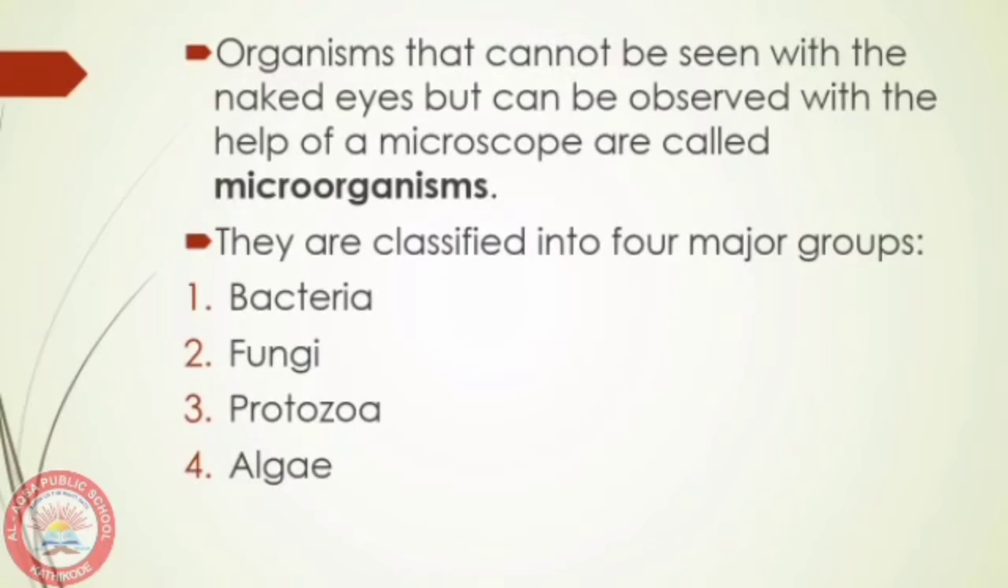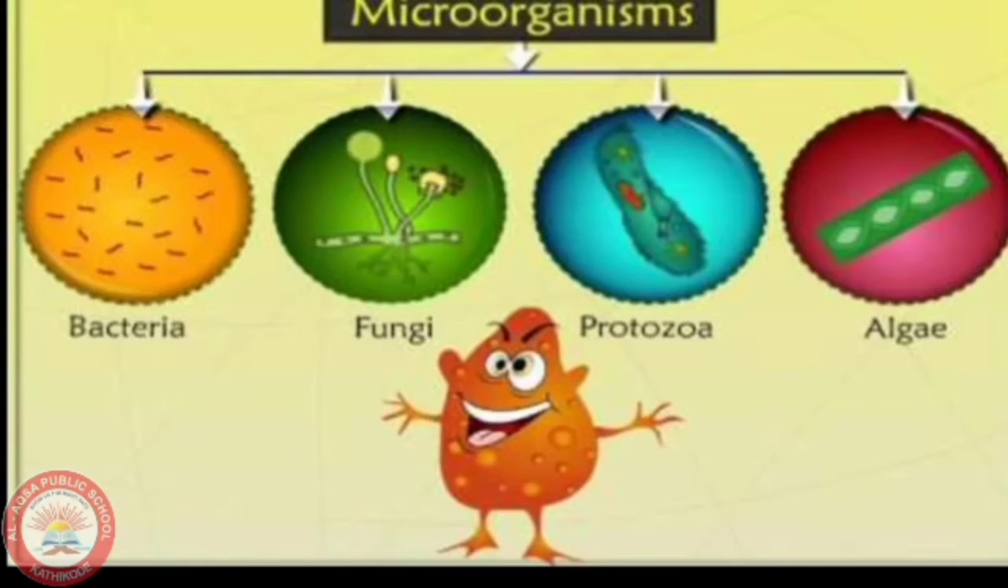Microorganisms are living organisms that cannot be seen with the naked eye but can be seen with the help of a microscope. That is why they are called microorganisms or microbes. There are mainly four major groups of microorganisms. They are bacteria, fungi, protozoa and algae. These are the four major groups of microorganisms.